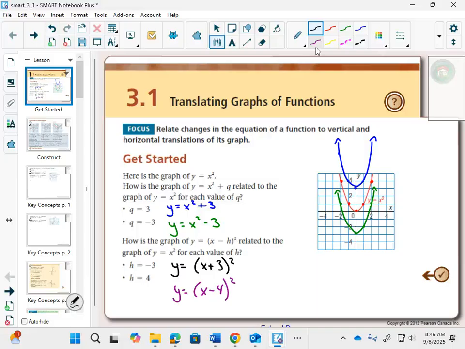When things are inside, we talked about our x's being liars. Your gut would probably see a plus 3 and want to go 3 to the right, but it actually goes 3 to the left. And you saw this when you did vertex form of a parabola last year in grade 11, that the vertex was the opposite of that number. And so moving 3 to the left, that would take those 5 points and move them 3 to the left. And finally, the purple one would move everything 4 to the right.